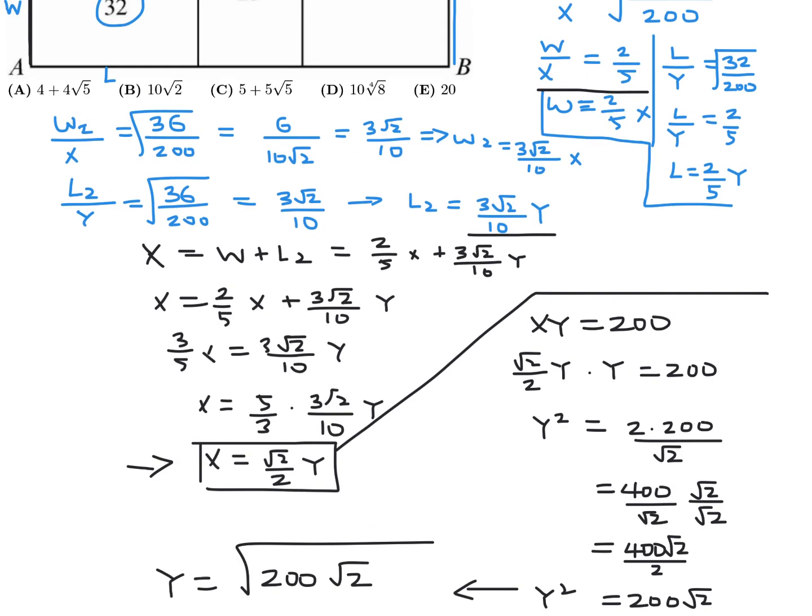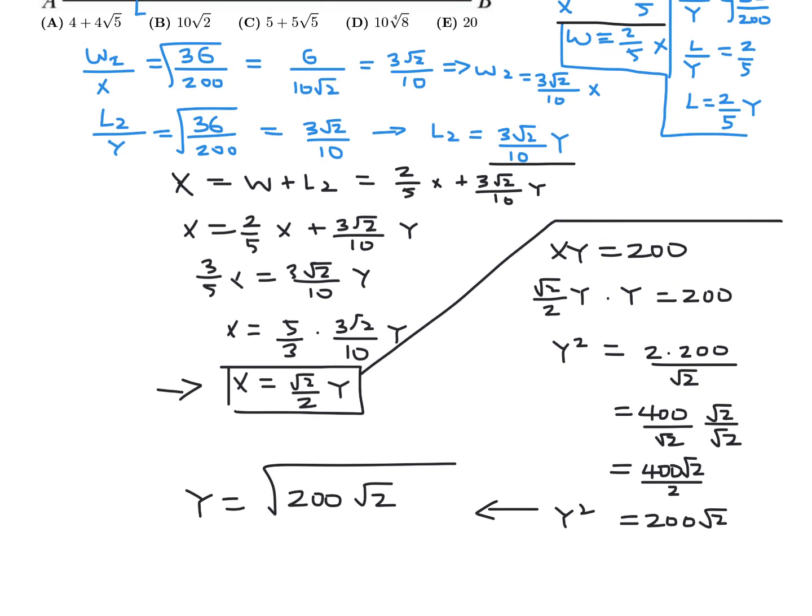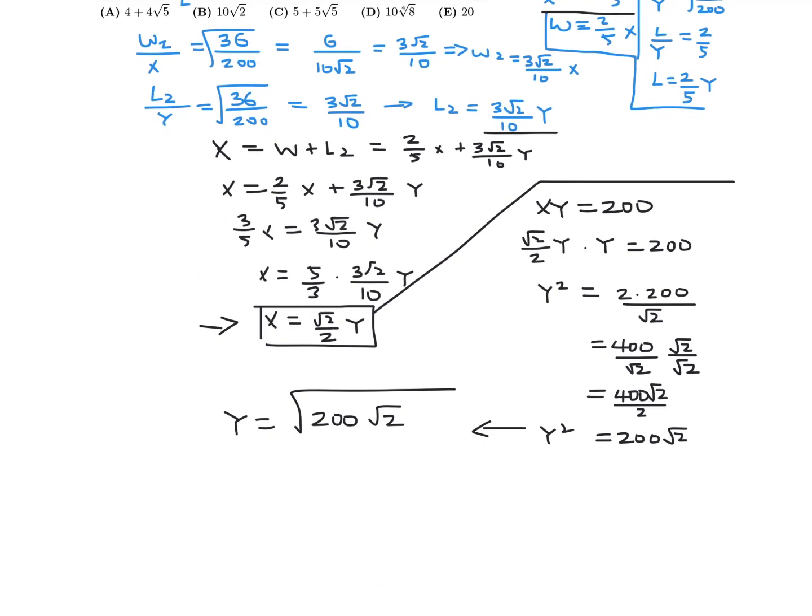Okay, let's see. Any of the answer choices? No, they're not. So what that basically means is I have to modify it to somehow make it look like one of those. Not a problem. Let me look at these first. We have 4 plus 4 root 5. Okay, there's no root 5. 10 root 2. Okay, that is not correct. It would be if that was 100, or even if it was 100, it wouldn't be correct. Anyhow, 5 plus 5 root 5, there's no root 5.